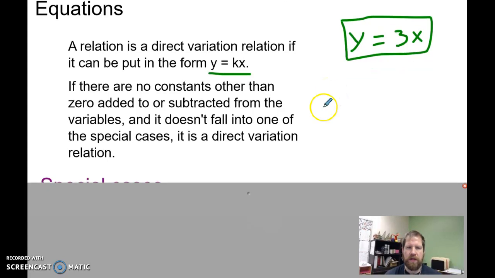An easy way to look at it is if there aren't any constants other than a 0 being added, if there are no other constants being added or subtracted from the variables, and it doesn't fall into one of those special cases like square roots or taking the variable to a power, it's going to be a direct variation. Because if you can put it in that form, you basically have that plus 0, saying that my y-intercept is 0. And if my y-intercept is 0, my x-intercept is 0, it's going through the origin.